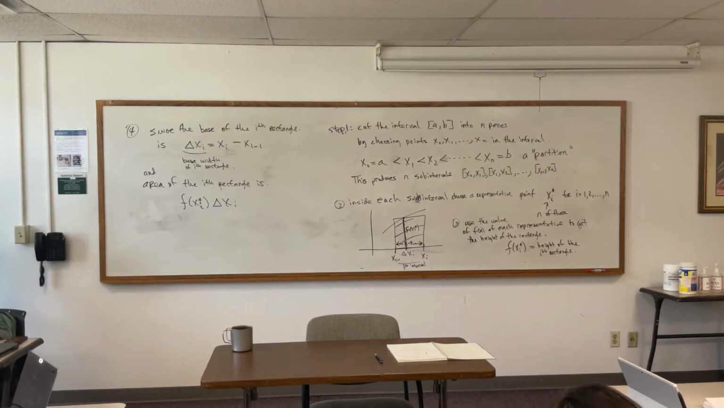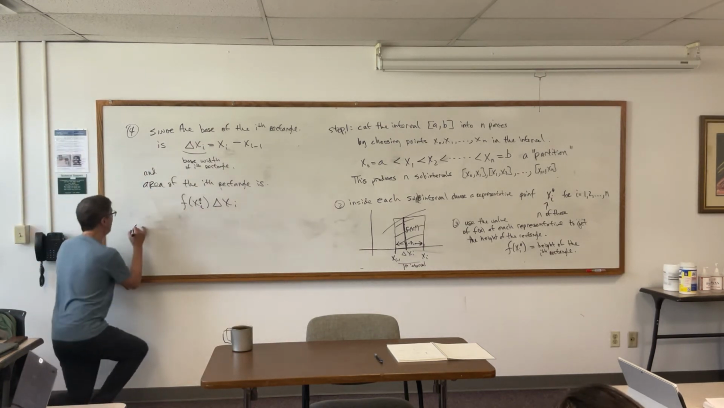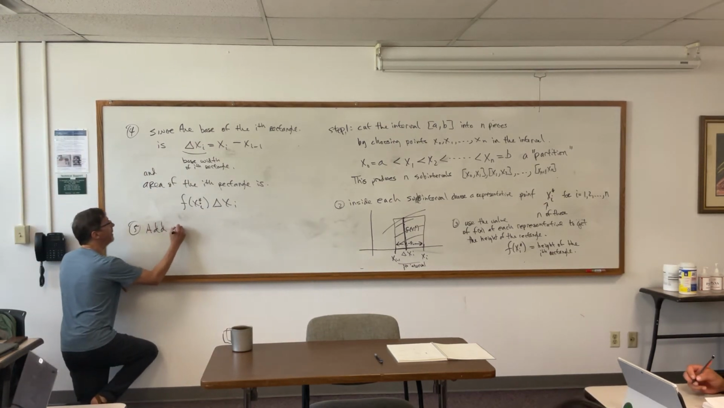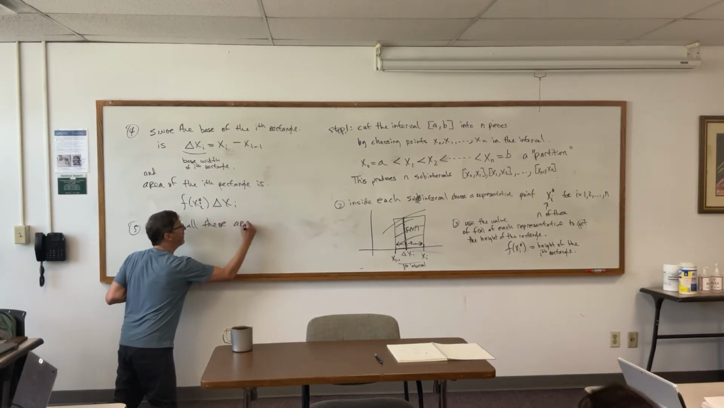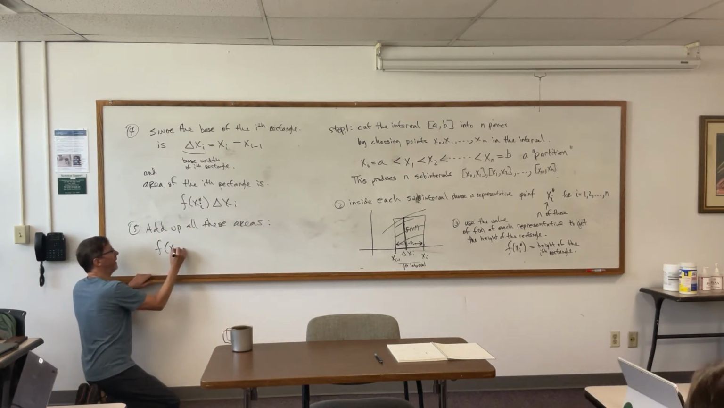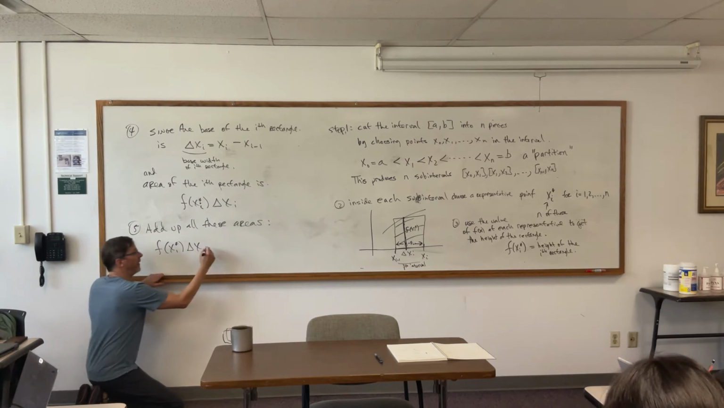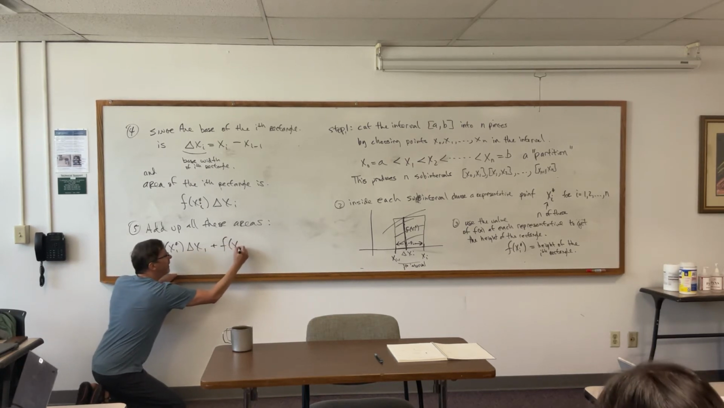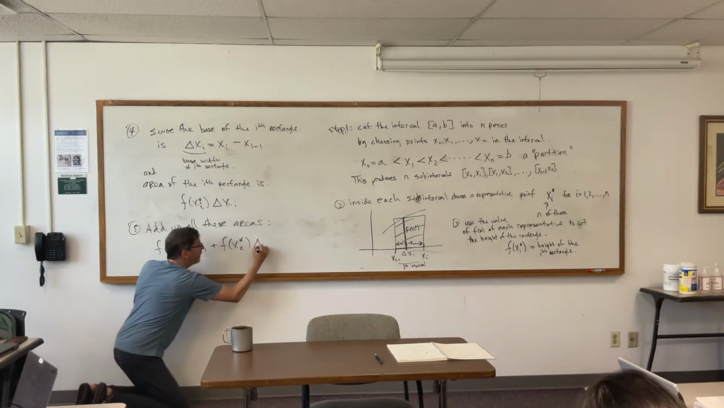I'm going to add them all up. All the areas, I'm going to add them all up. So add these all up. Step 5 is add up all these rectangles, all these areas. And so it's going to look like this. The first one's going to look like this: f of x sub 1 star delta x1. So this is height, base of the first rectangle. Height of the second rectangle, it's the height of the function wherever we picked, delta x2.